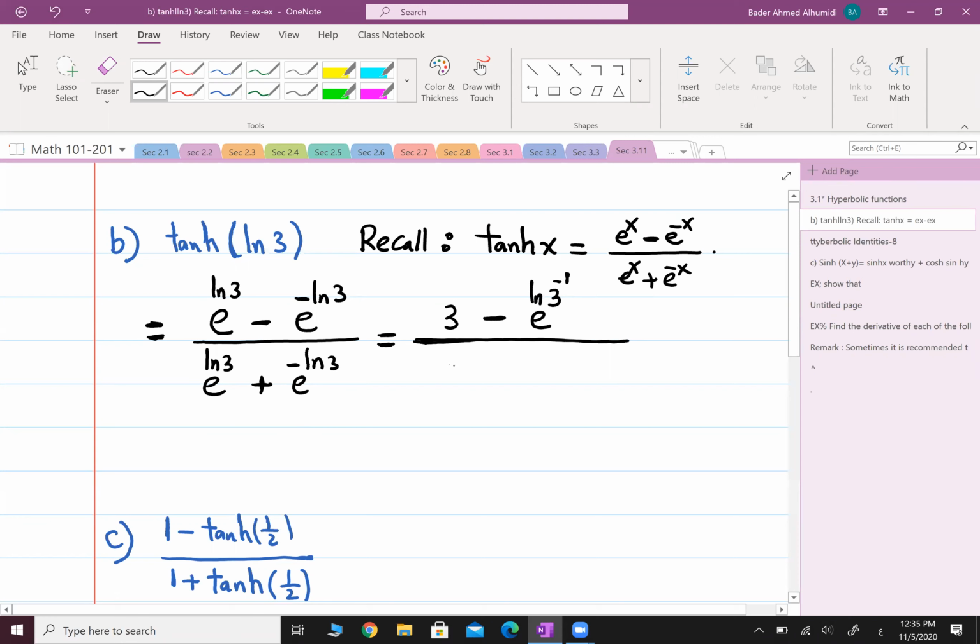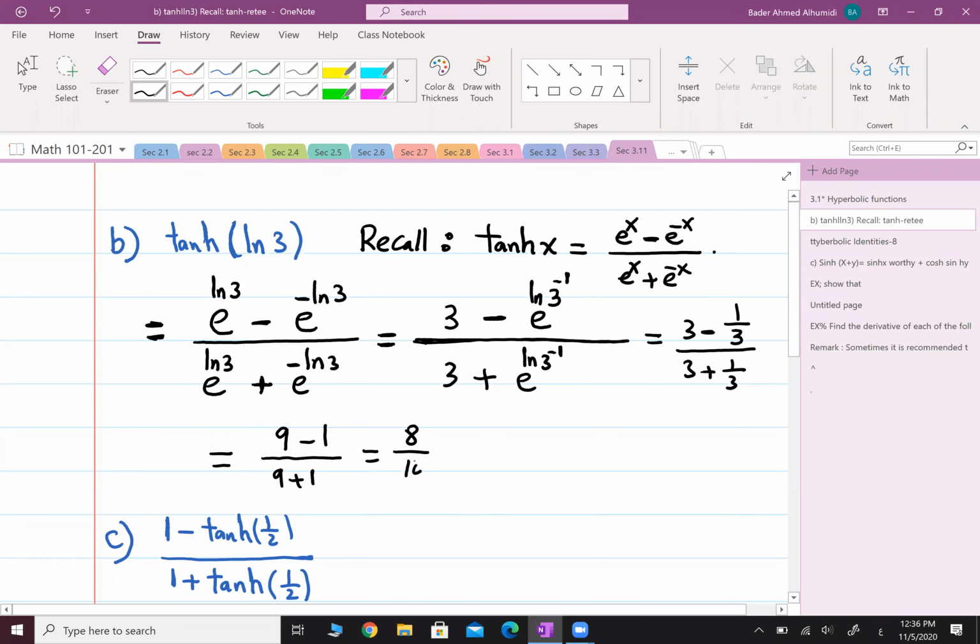Nice. The same thing at the bottom. Of course, this is 3 plus e to the power ln of 3 to the power minus 1. So the answer will be 3 minus, as your colleague said, minus 1 over 3 over 3 plus 1 over 3. I will multiply by 3 up and down. So we have 9 minus 1 over 9 plus 1, and that is equal to 8 over 10, which is actually 4 over 5. So that is the simplest form of the answer, 4 over 5.